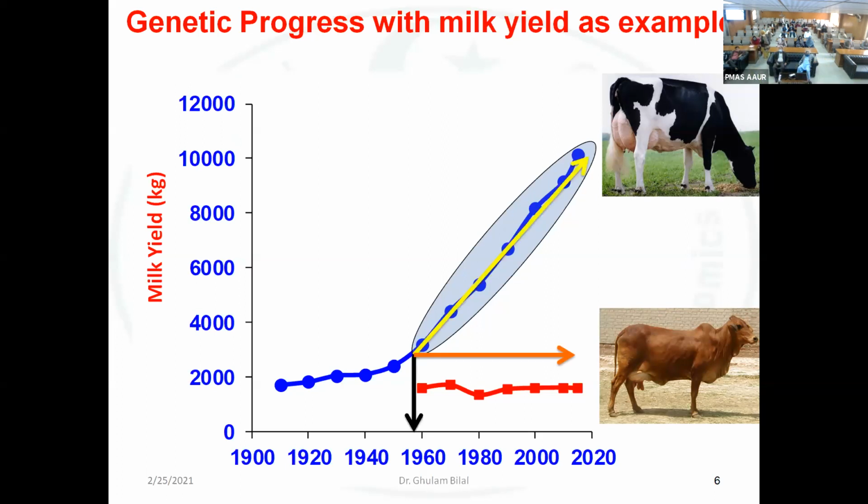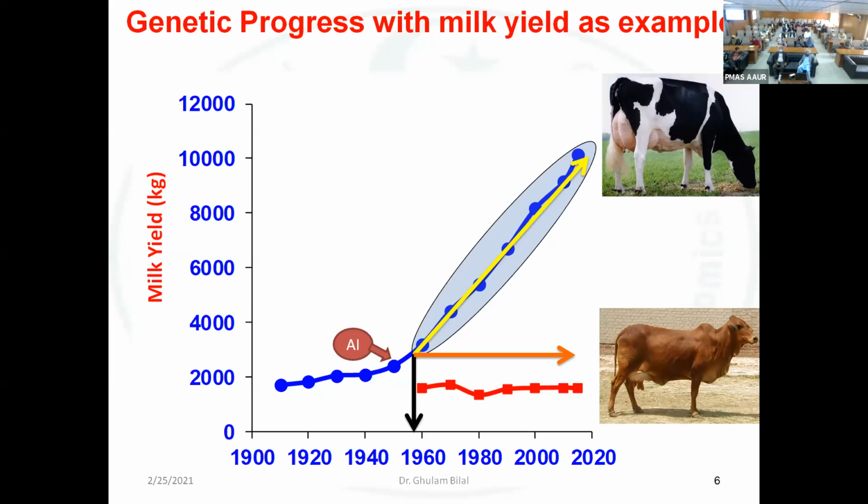So you can see the difference. A lot of difference is there, and we need to make up this difference. We can start from somewhere and we can reach that level. So the first thing was AI. This was the greatest intervention in our industry. Artificial insemination contributed a lot.